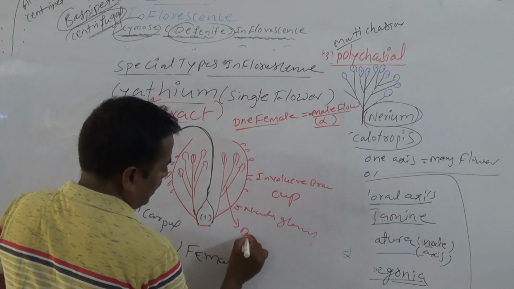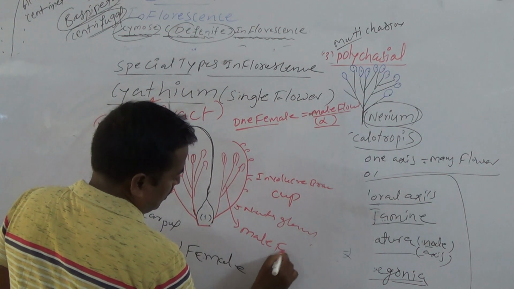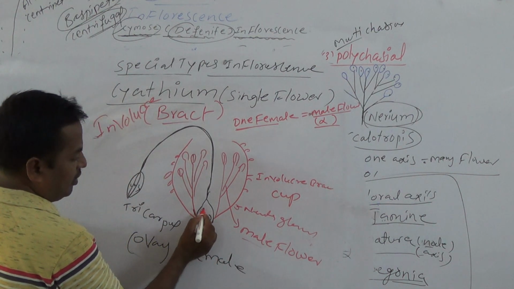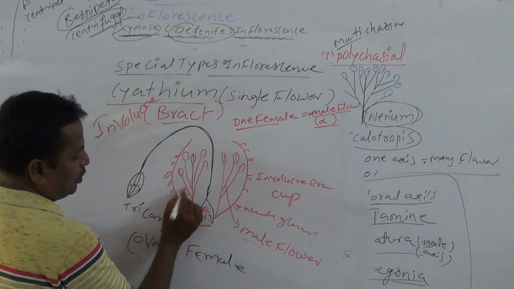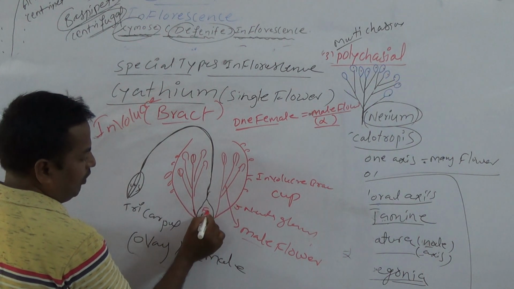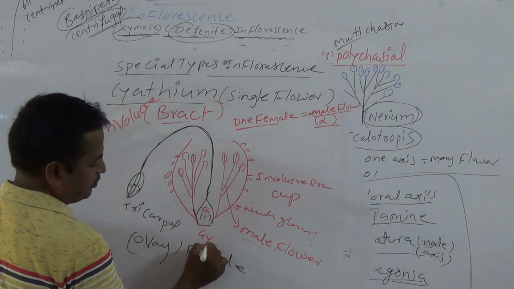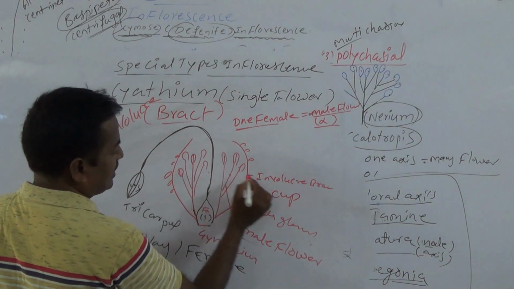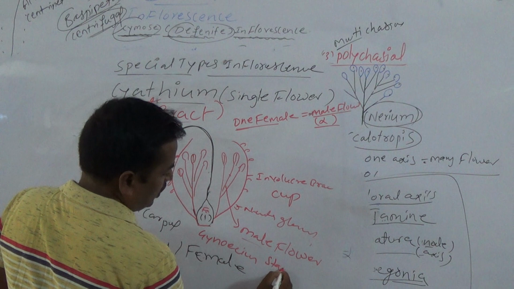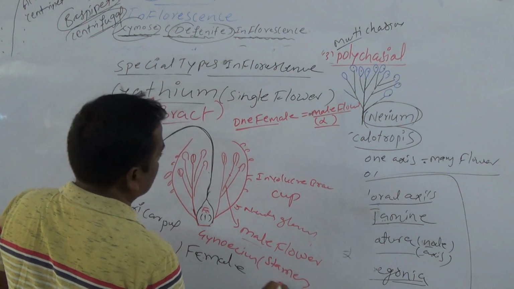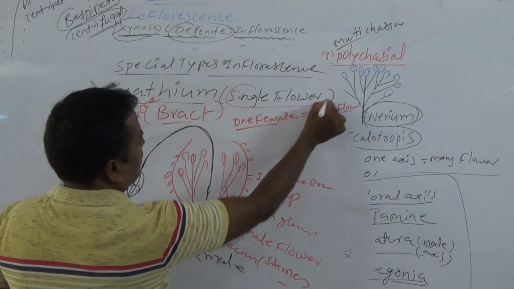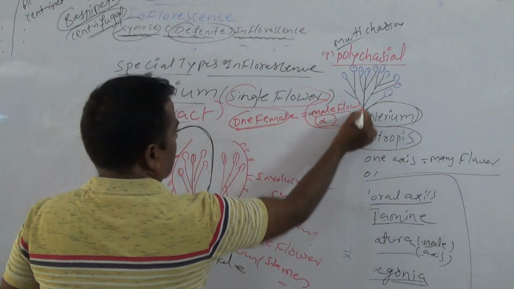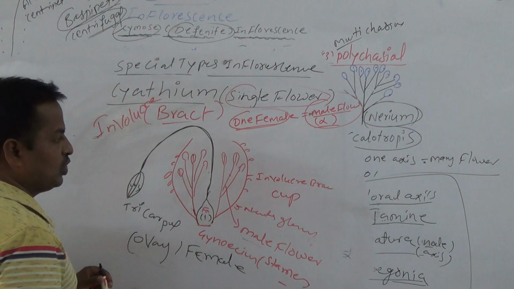Now this is the female flower, and on both sides are male flowers. So the middle is female. The female flower appears like a gynoecium, and the male flowers appear like stamens. So totally it appears like a flower. Now this is a flower-like inflorescence. It's very important: one female, many males.